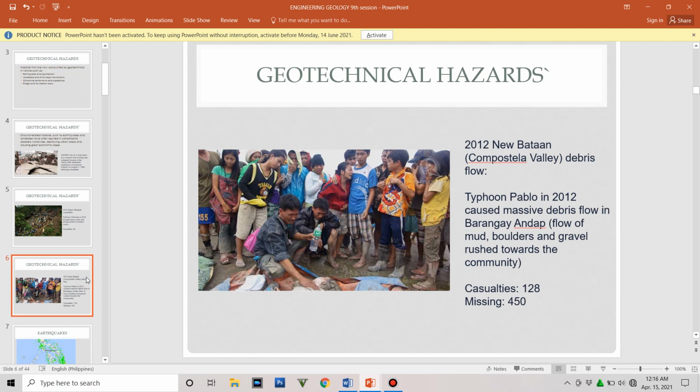So another example is the 2012 Compostela Valley debris flow. It was triggered by heavy monsoon rains from Typhoon Pablo in 2012. It caused massive debris flow in Barangay Andap. A flow of mud, boulders, and gravel rushed towards the community. The casualties were around 128, including 450 missing in that event.